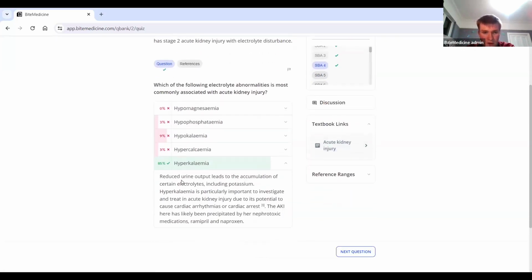Excellent. So we'll just go through this one. So reduced urine output leads to the accumulation of certain electrolytes, including potassium. Hyperkalemia is particularly important to investigate and treat, given the fact it can cause arrhythmias and arrest. The AKI here is likely being precipitated by her nephrotoxic medications, ramipril and naproxen. Excellent.